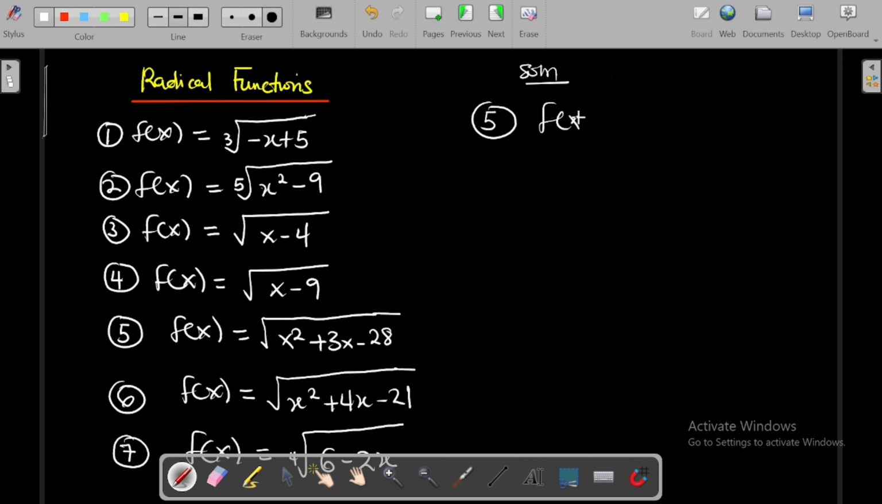So f of x is equal to the square root of x squared plus 3x minus 28.